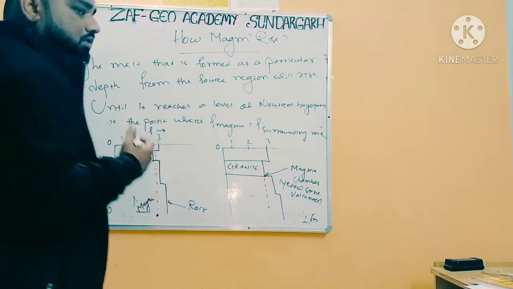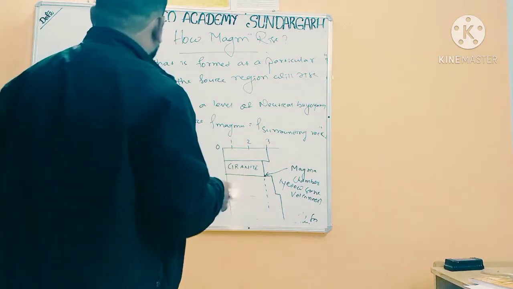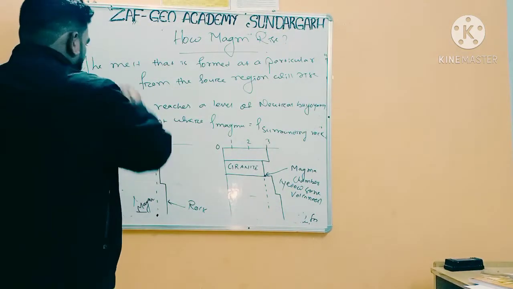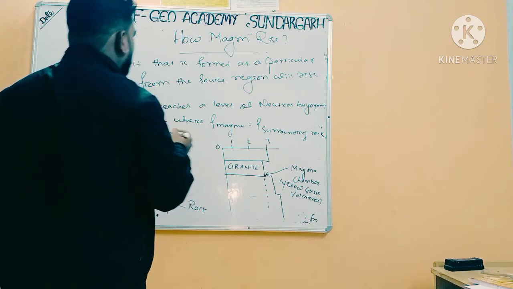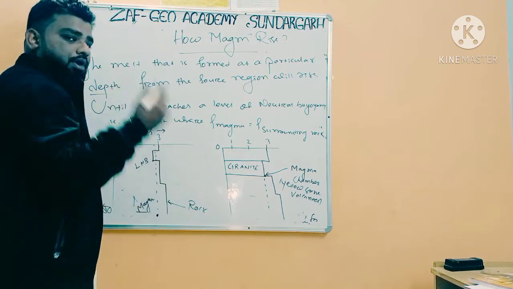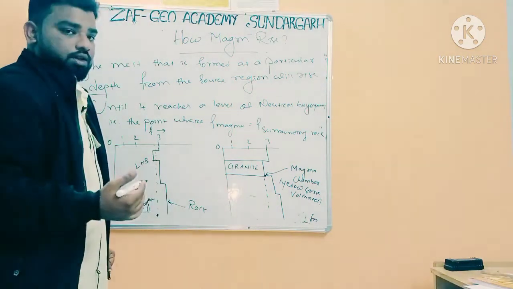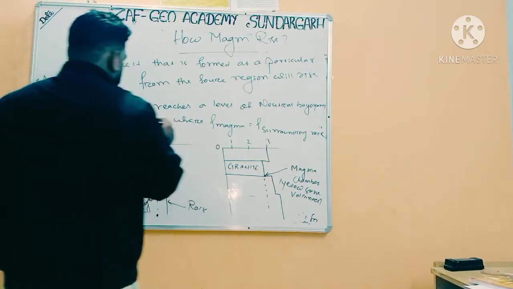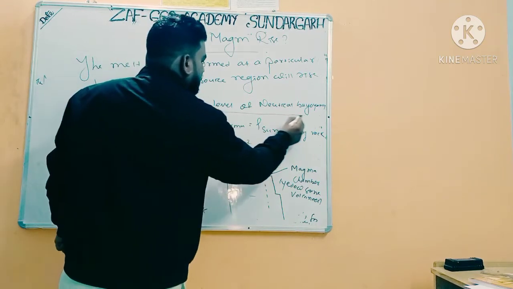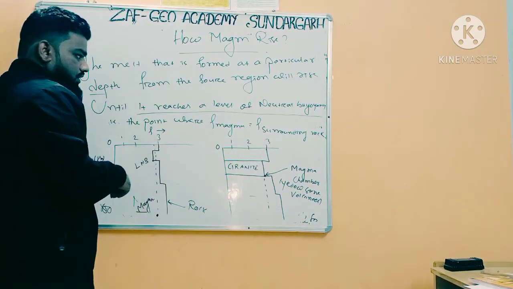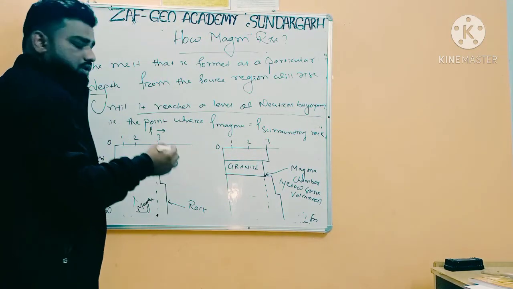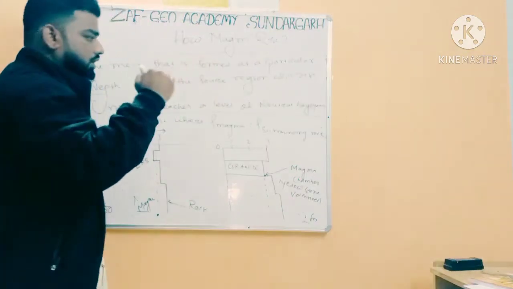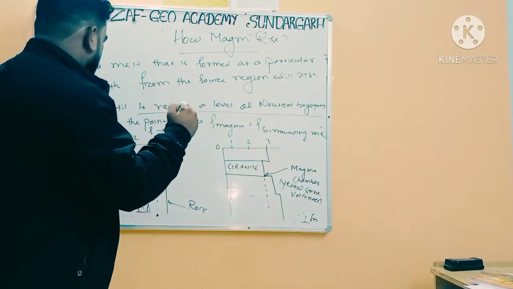Now, how will the magma that is formed rise upward? The melt that is formed at a particular depth due to the melting of the source will rise from the source region until it reaches a level of neutral buoyancy. That is the point called neutral buoyancy.